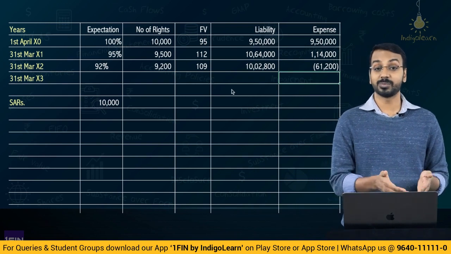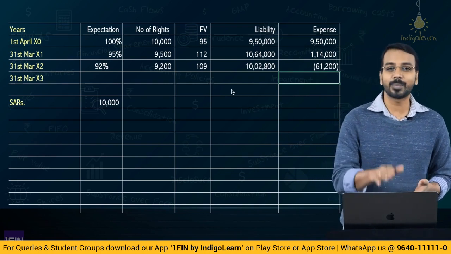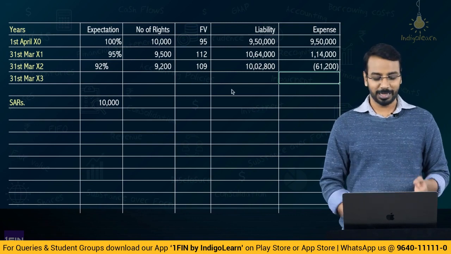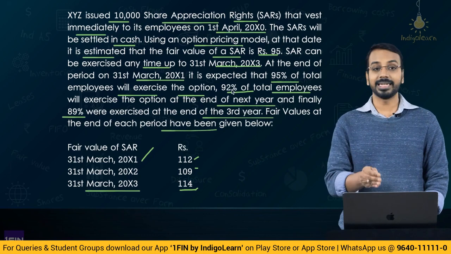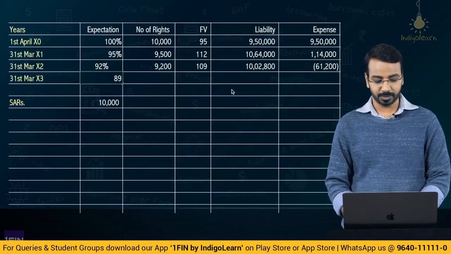Now there is a negative expense, which means what? We will have to credit the employee expense account. And lastly, how many exercised? Finally 89% was exercised, so this is 89%.